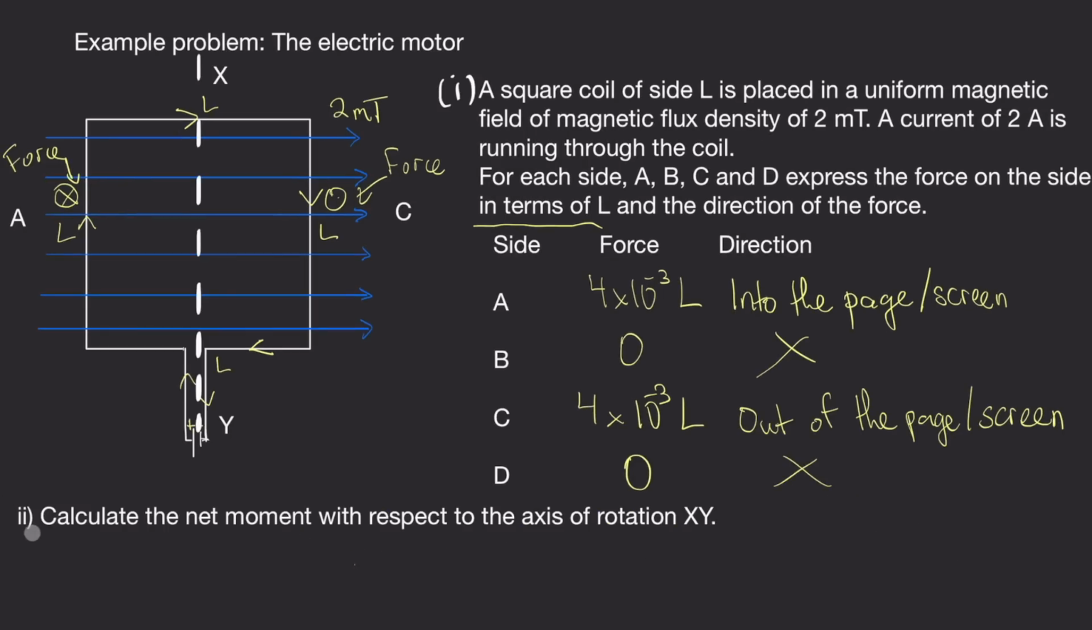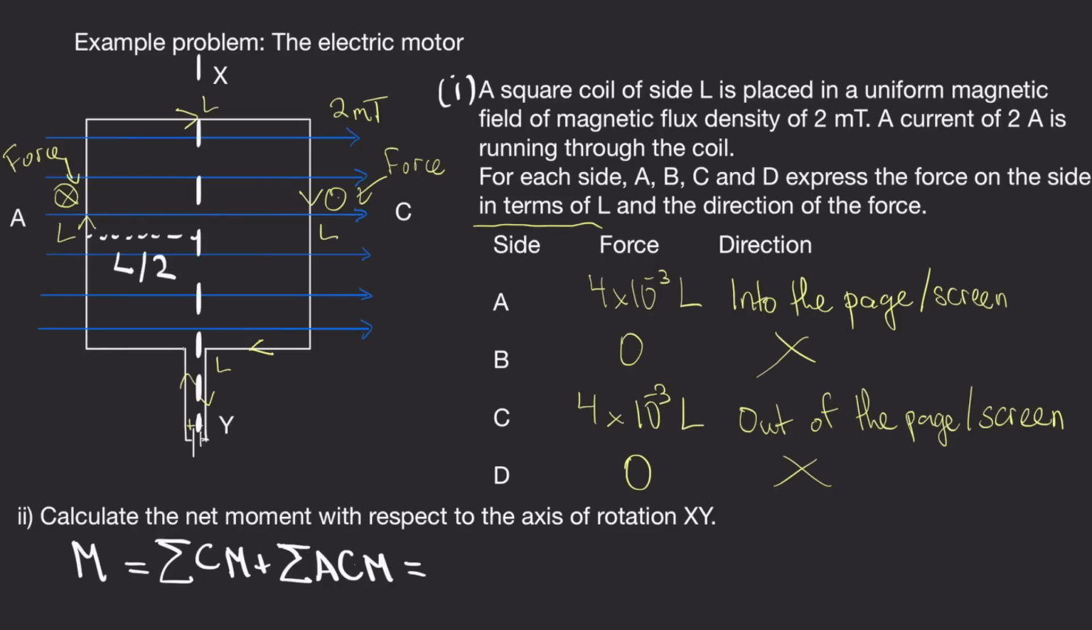Let's do part 2 of this question. Calculate the net moment with respect to the axis of rotation XY. You can see that I've added an axis of rotation around here. Well, the net moment is going to be the sum of the clockwise moments and the anti-clockwise moments. The clockwise moment is just going to be equal to the magnitude of this force multiplied by its distance to the pivot, which in this case is just half of the length, which is going to be L over 2.